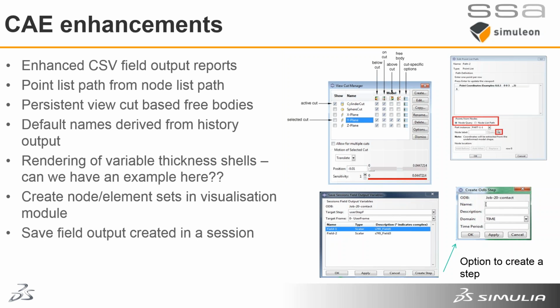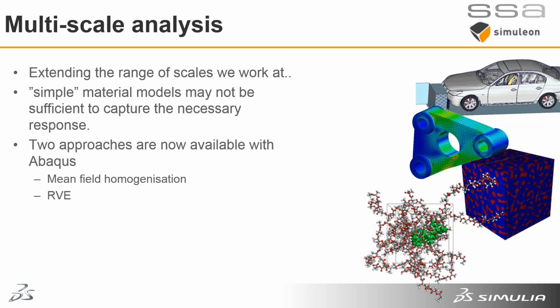But we can plainly change the thickness of individual shells using a field, and we can then plot that for visualization and error checking. So as you can see, there's a big list of Abaqus CAE enhancements that are focused on usability and developing the ability to pre and post process the new solver capabilities that are being delivered in 2017.